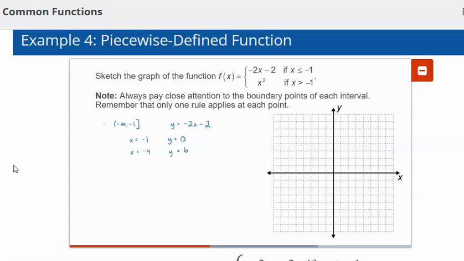So we plot a point at negative 1, 0, and at negative 4, 6. And we connect these two points with a straight line with an endpoint at -1, 0.